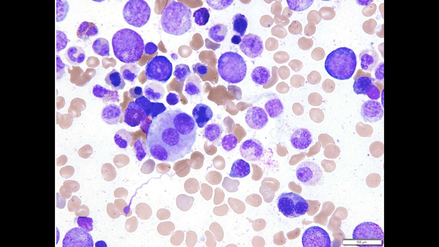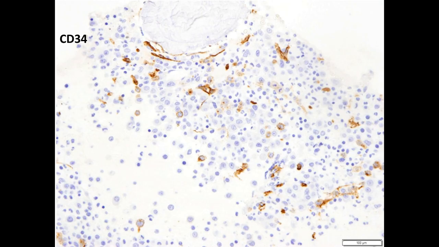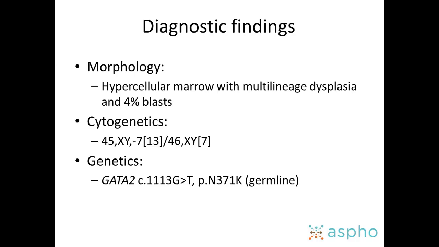On the aspiration, however, you can appreciate that the megakaryocytes that are present are very dysplastic. They're having multiple separated nuclear lobes. Many of the neutrophils are hypolobated. In addition, there are multi-nucleated and lobated erythroid precursors. So there's trilineage dysplasia here. This is a child with the myelodysplastic syndrome. The differential count on the blast was less than 5% and was highlighted by the CD34 stain, which stains both the immature blasts as well as the blood vessels. So in morphology, we have a hypercellular marrow with multilineage dysplasia and 4% blasts.